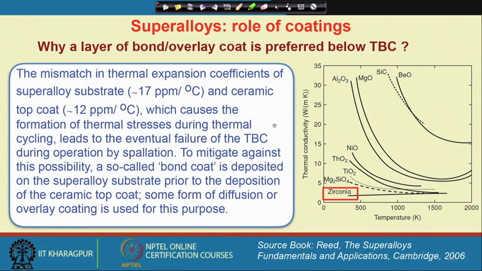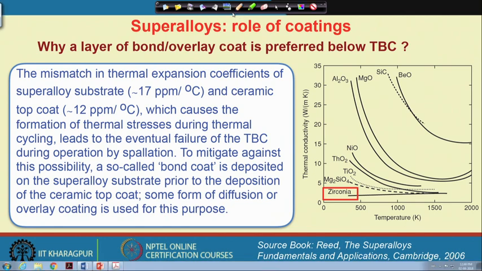Now, we can think about why thermal barrier coating has a better life. Why do we not choose only thermal barrier coating, and why do we always look at a microstructure where a thermal barrier coating is associated with another bond or overlay coating? So, the problem with thermal barrier coating, even though it increases the service life, is that the expansion coefficient is very different compared to the base substrate alloy.